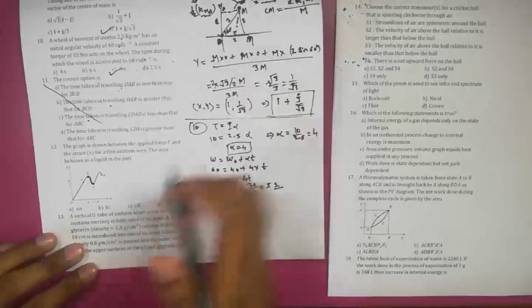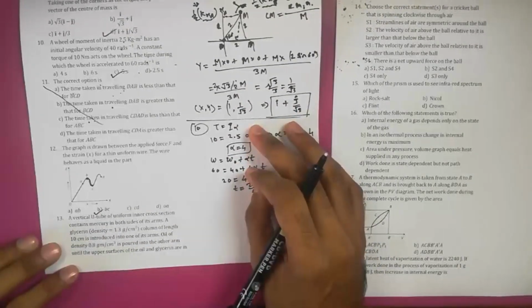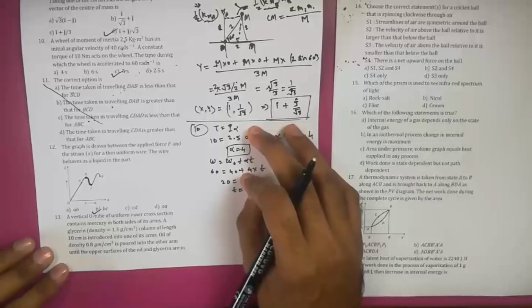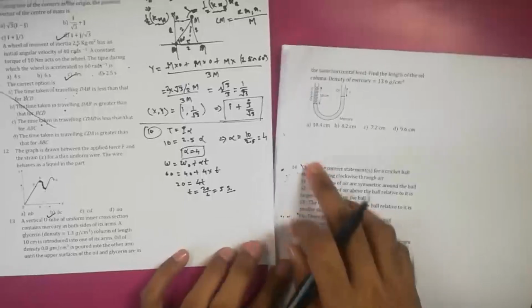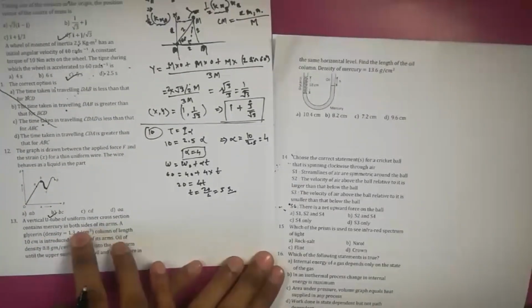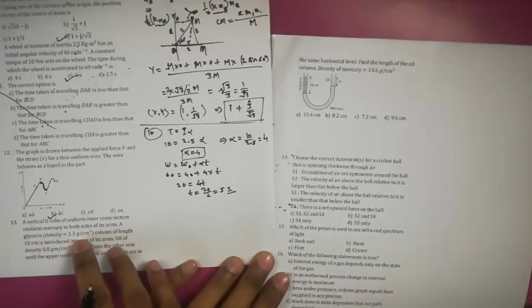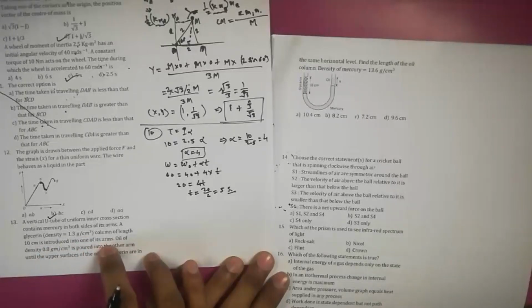Okay, next question. This question has 2 parts, so we'll see this question. A vertical U-tube of uniform inner cross section contains mercury in both sides of its arms. A glycerine column of length 10 cm, whose density is given, is introduced into one of its arms. Oil of density this much is poured into the other arm until the upper surface of the oil and the glycerine are in the same horizontal level. Now find the length of the oil column.